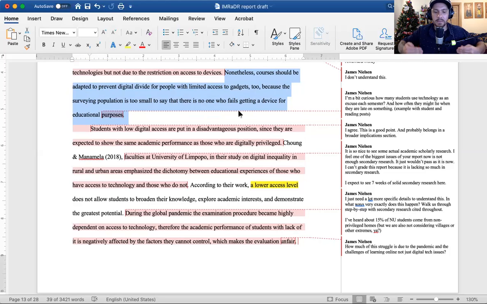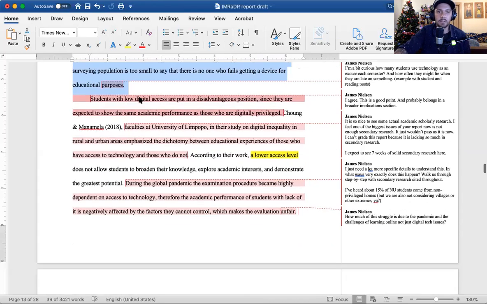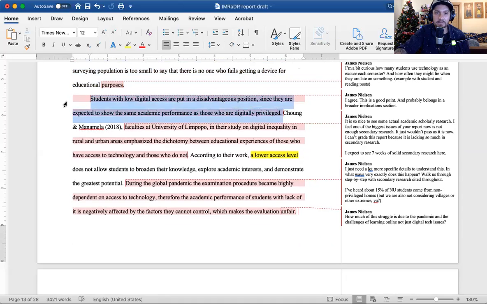So yeah, it looks like what you've done with your research is a lot of very surface level basic stuff based off of just what you guys personally want, right? As well as a very maybe small population of students' need, but without all of the secondary research here to support your evidence. Let's see, students with low digital access are put in disadvantaged positions since they are expected to show the same academic performance as those who are digitally privileged. Agreed. Okay, I agree. That is a problem.